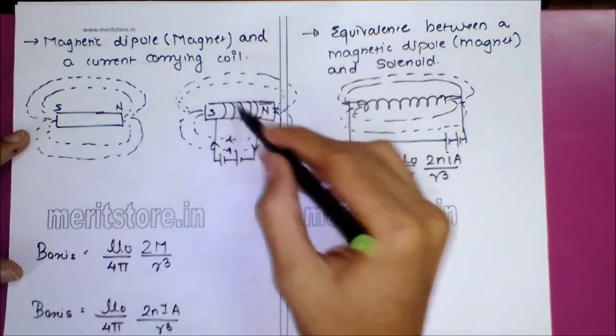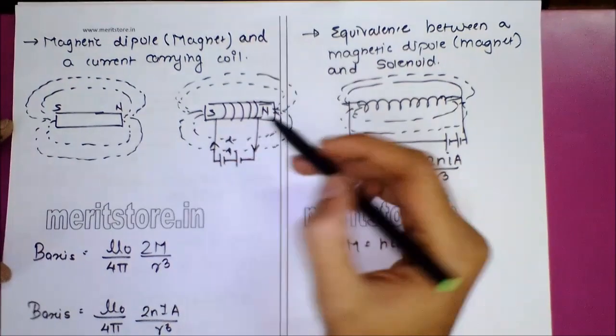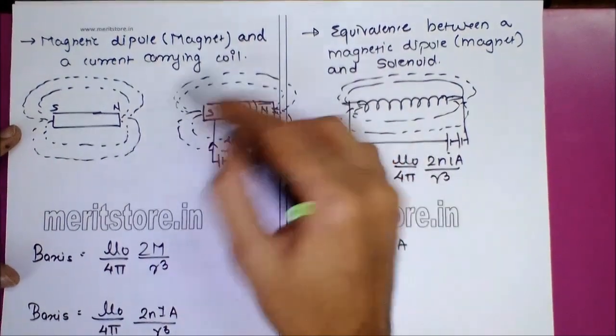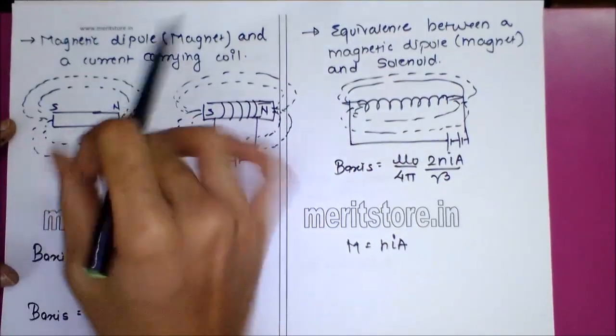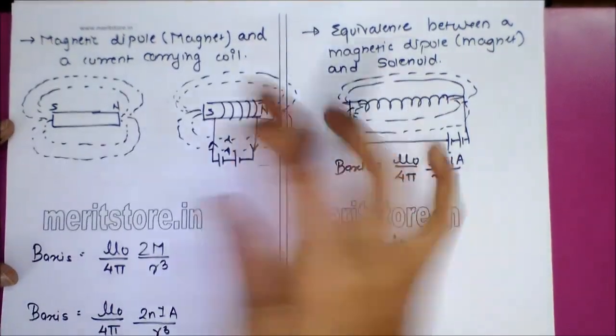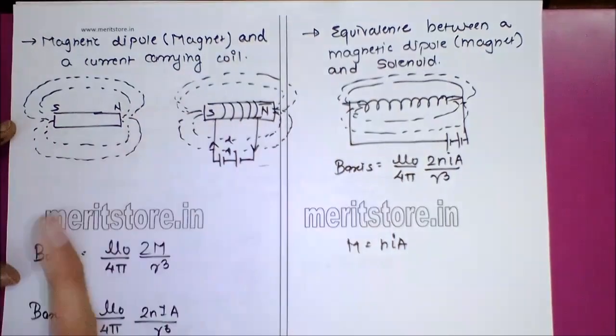We have a current passing through that coil, and because of the current passing, a magnetic field is created around the coil. And here also it's a magnet, so we will basically get a magnetic field. We'll compare both the magnetic fields produced by both of them.